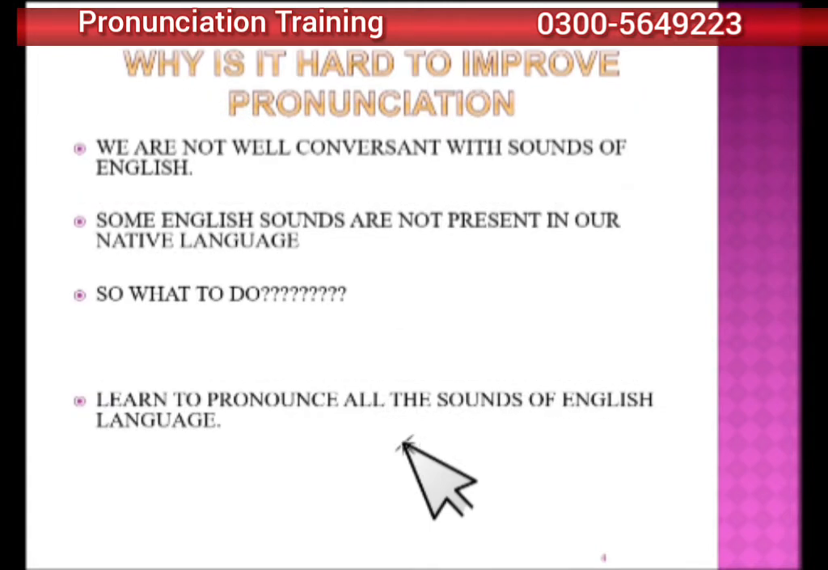Then the big issue: why is it hard to improve pronunciation, especially British English? Even the English are very much confused about British English pronunciation, because there is no hard and fast rule as in American. In American, the way they spell the word, the way they write the word, they pronounce the same. जैसे वो लिखते हैं ऐसे ही पढ़ते हैं. But the case is different in British English. लिखते और तरह, many alphabets are silent. There is no hard and fast rule.